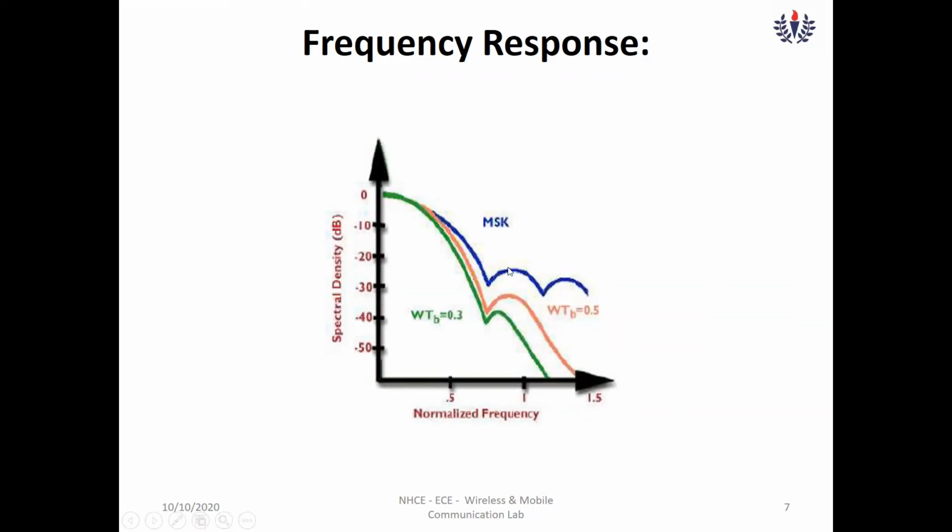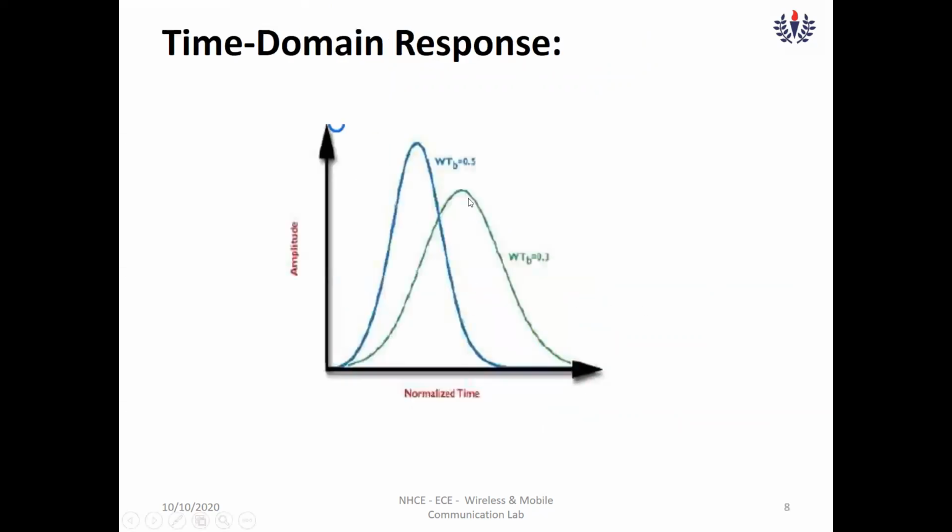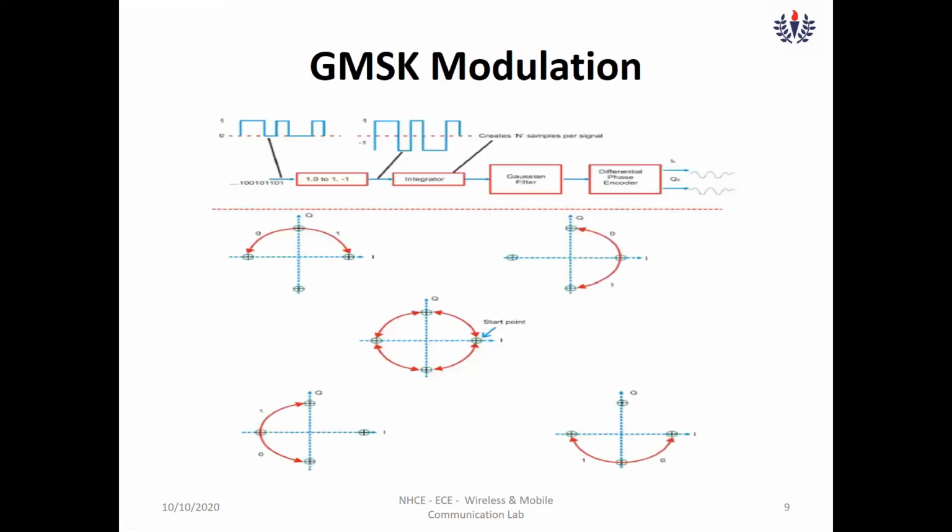This MSK is represented in blue color. The pink color and green color show the Gaussian minimum shift keying with the weighted time duration of 0.3 and 0.5. You can see that the time duration of 0.3 is dropping the spectral density drastically rather than 0.5. So this is the frequency response, and you can see here the time response. As we see, 0.3 is dropping in amplitude when compared with 0.5. So we choose obviously the 0.5 system. And this is the constellation diagram of GMSK modulation.